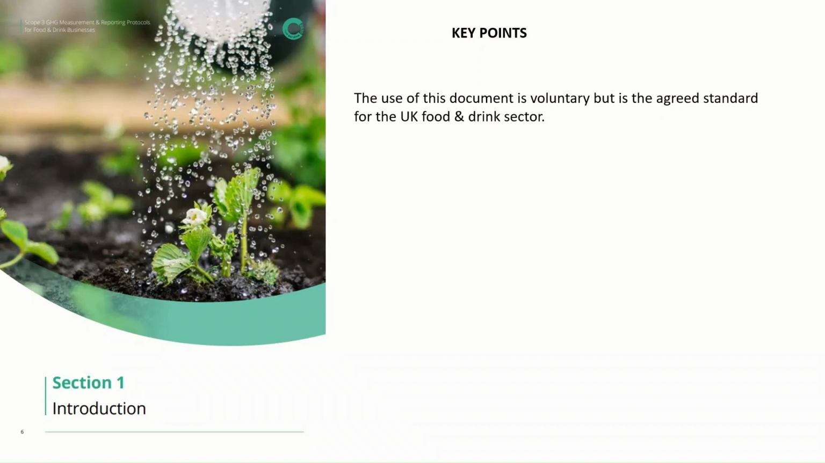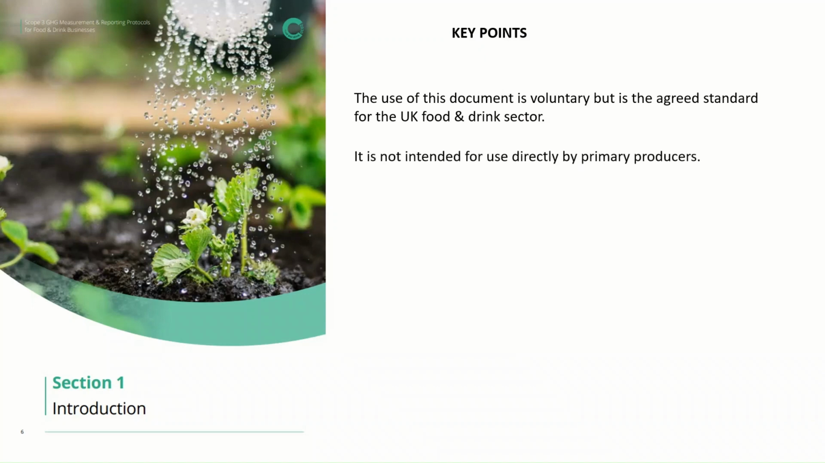But the content of this guidance is agreed by the UK food and drink sectors and the standards basically. So this is not something that everyone has to follow, but it is a good guidance that everyone should follow.